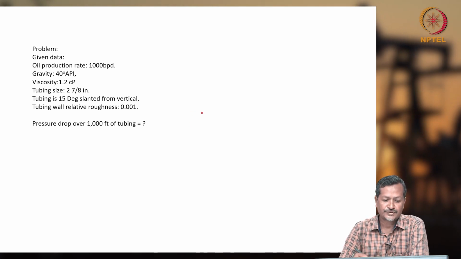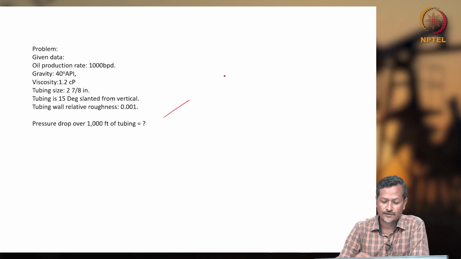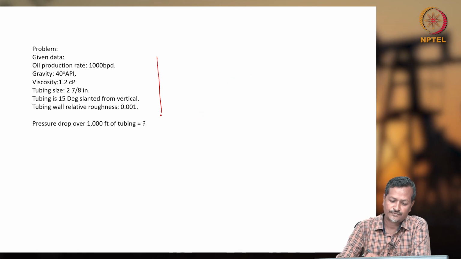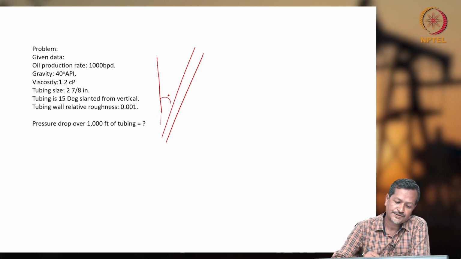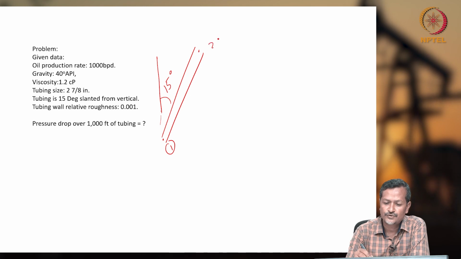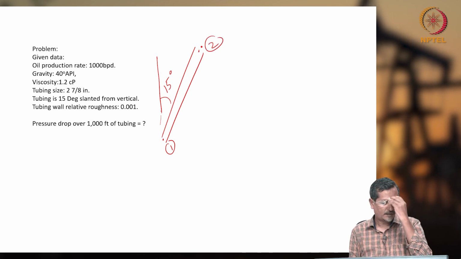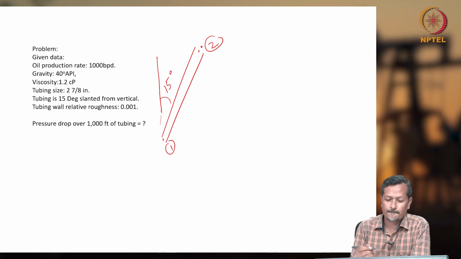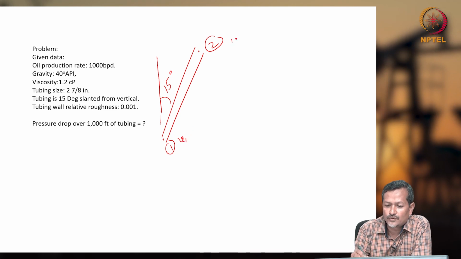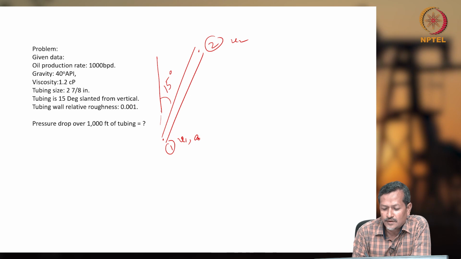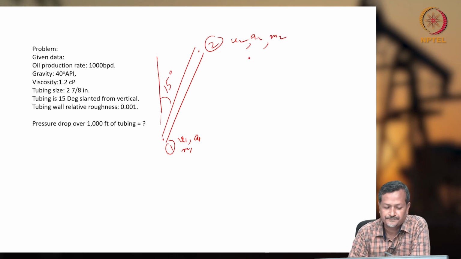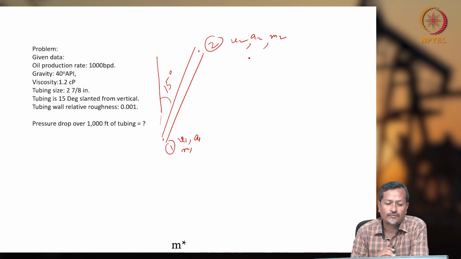So the oil production rate is given, and first you have to draw the tubing. This is the tubing, and this is the given 15 degrees. This is point 1, this is point 2, and the tubing length is given as 1000 feet. At 1, assume velocity u1 and u2, area A1, A2, mass m1, mass m2.